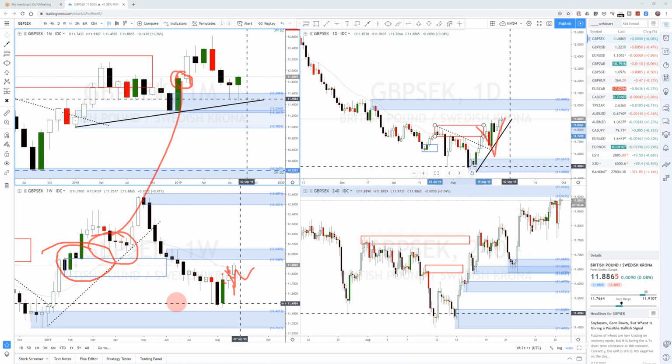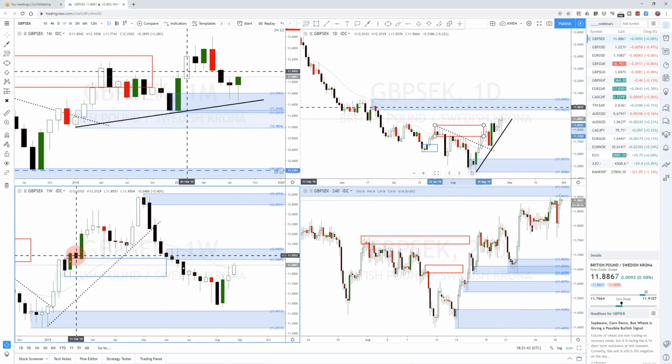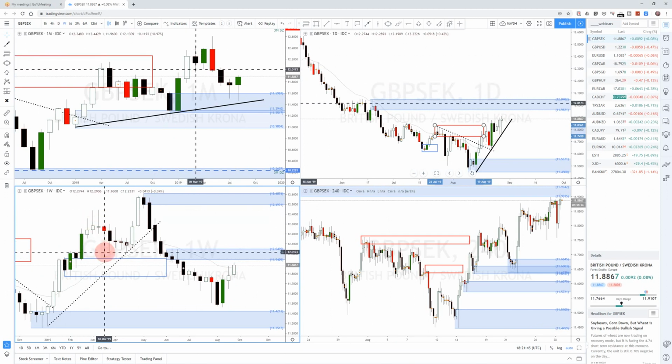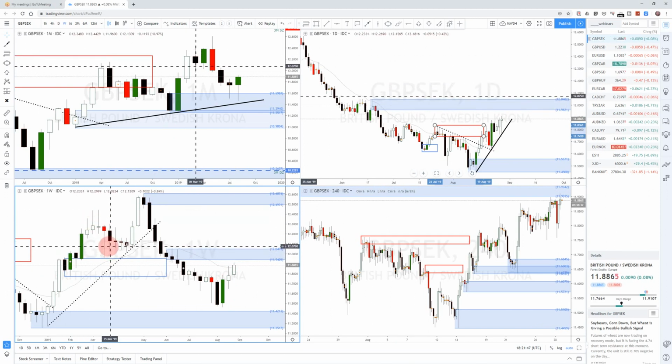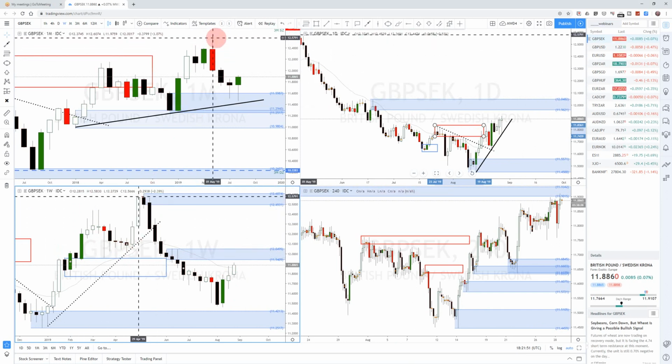Or there. One sec. Right there. And it was tested. So that would have been an area where we could have waited for any new areas of demand to go along. And then after a strong rally, we see the price returns.